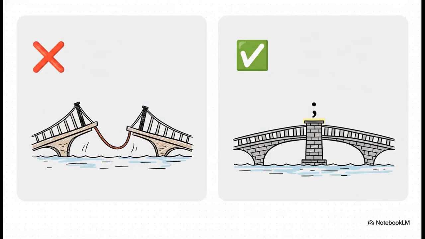And this is the mistake I see all the time. People try to use just a comma. That's what's called a comma splice, and it's basically like building a bridge that's way too weak. It's going to collapse. All you have to do is swap that flimsy little comma for a strong semicolon, and boom, your connection is solid and grammatically perfect.